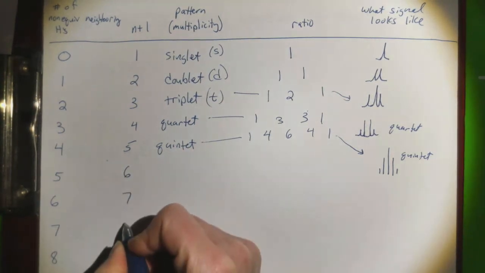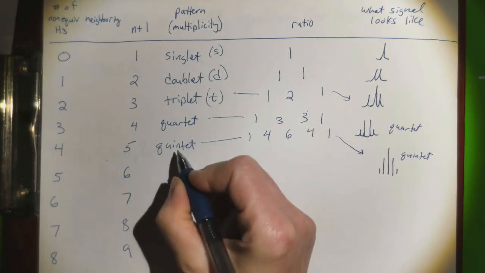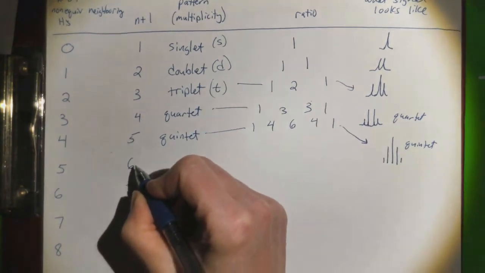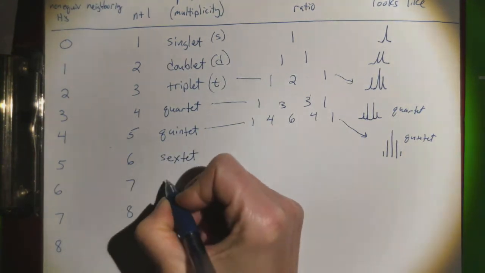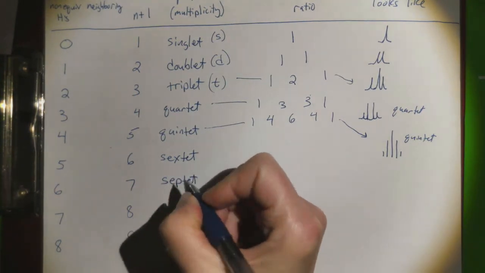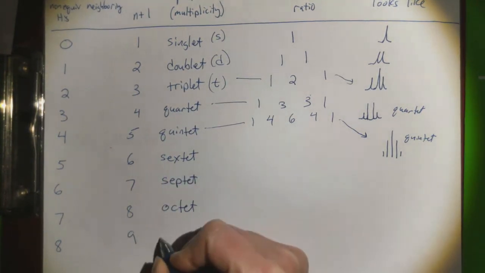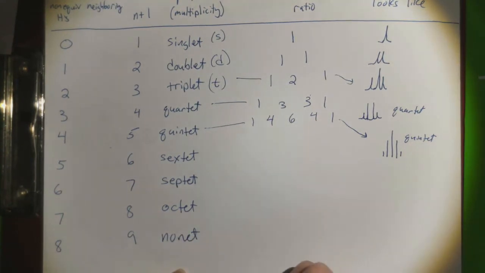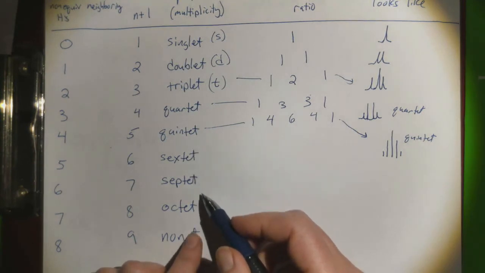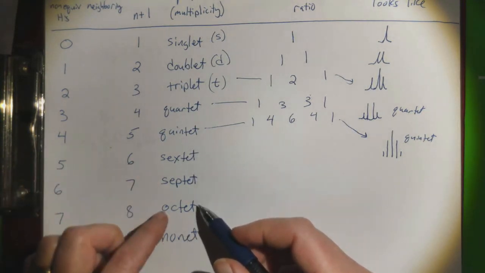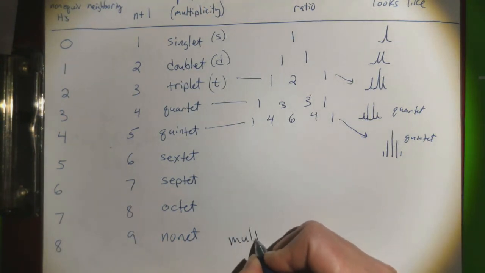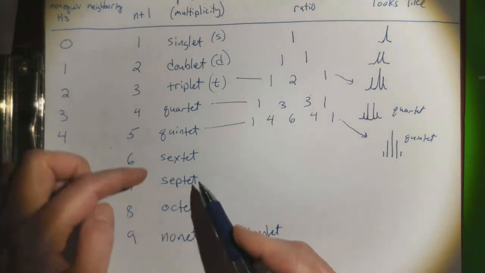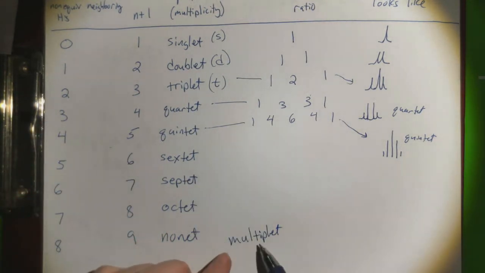I'll just fill this in, 8, 9. So after our quintet, if we have a multiplicity of 6 peaks, that's called a sextet, followed by a septet, followed by an octet, followed by a nonet. And after that, if there are a bunch of peaks, it sometimes gets called a multiplet, especially if you have a whole bunch of peaks and it's messy. You'll sometimes see me write multiplet.